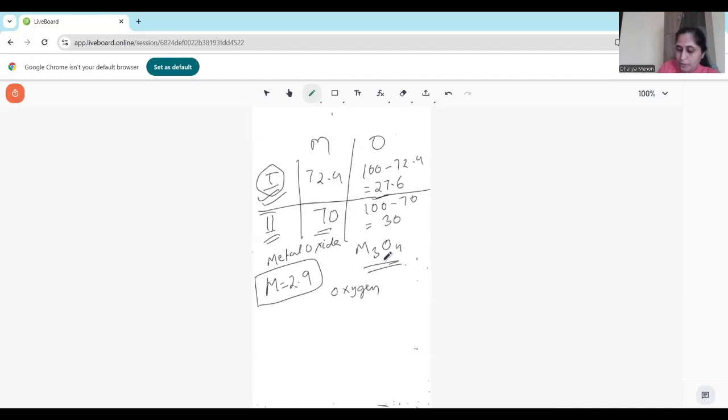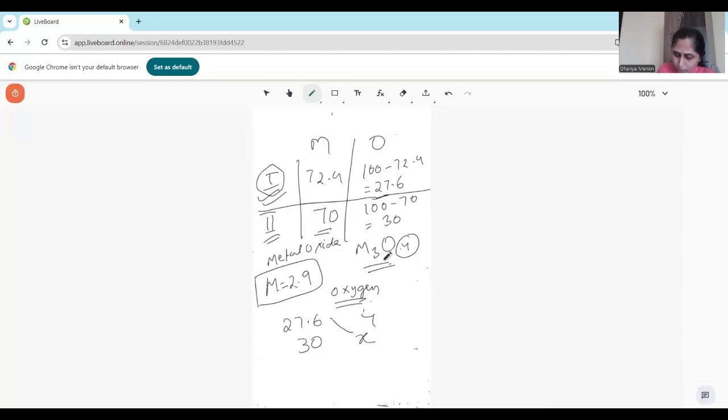For oxygen, for the first one, 27.6% of oxygen refers to how many atoms of oxygen? It's given in the question, right? Refers to 4 oxygen atoms. Because it's the same element, oxygen, it's not a different element. So 30% will refer to how much? X. Same like the previous one we did for metal.